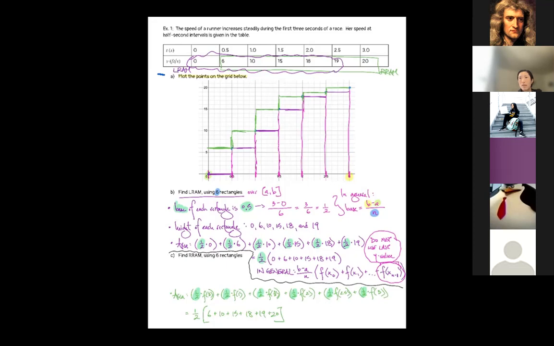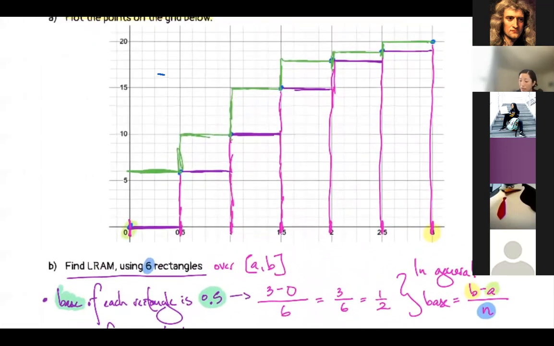So the base and the height are the same. I would say the base is the same. The base is the same for left and right because it's just the 1/2. But for each rectangle, the heights are different though. Like the height of this rectangle is 0 and the height of this rectangle is 6. Those are not the same, right? Yeah, but the bases, those are the same. Exactly, exactly. Okay.